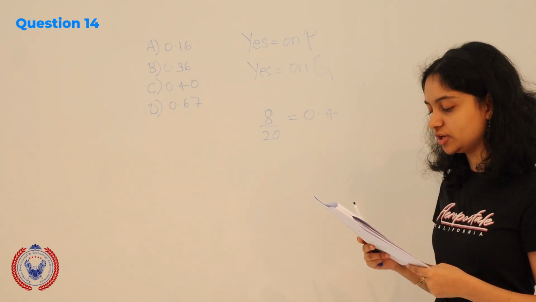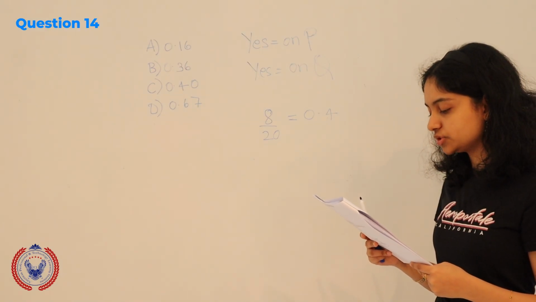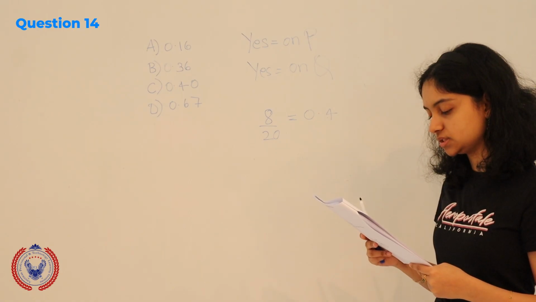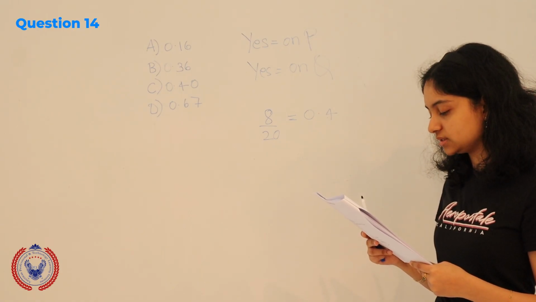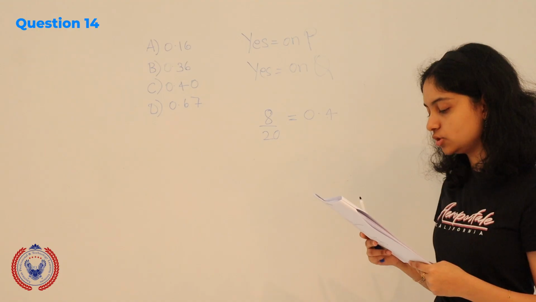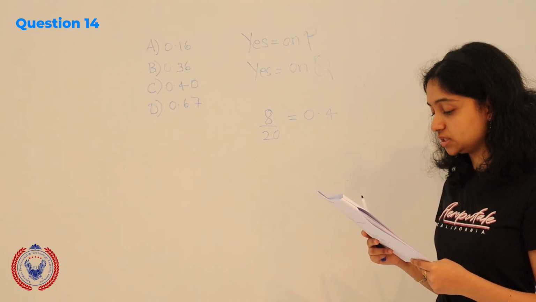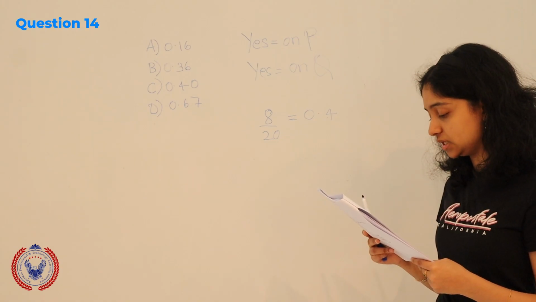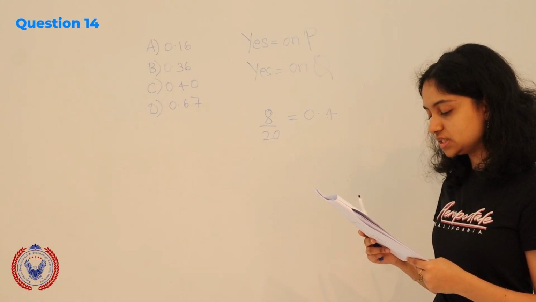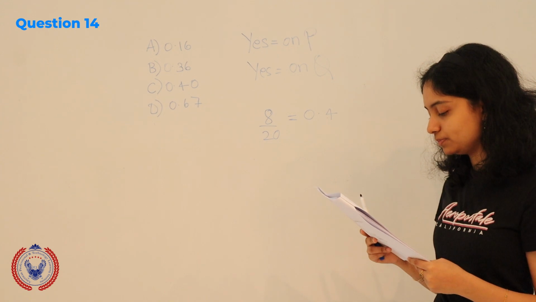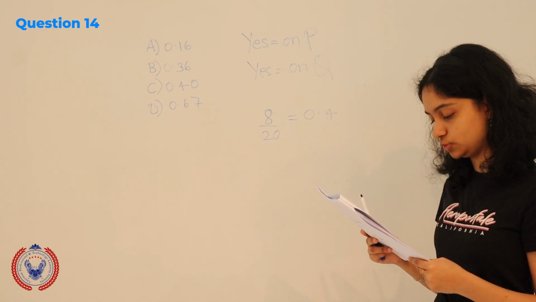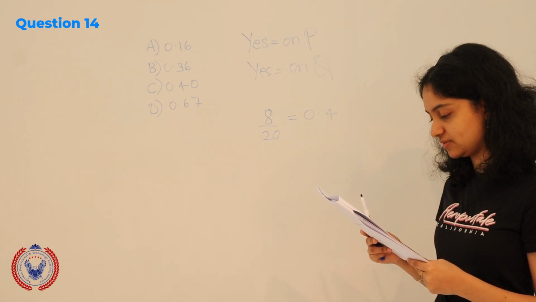Now let's move on to the question. The table shows a survey of 50 registered voters in a city. Each voter was asked whether they plan to vote yes or no on two different issues. If a voter who plans to vote yes on issue P is randomly selected, what is the probability that the voter also plans to vote yes on Q issue? And we have 4 answer choices given.